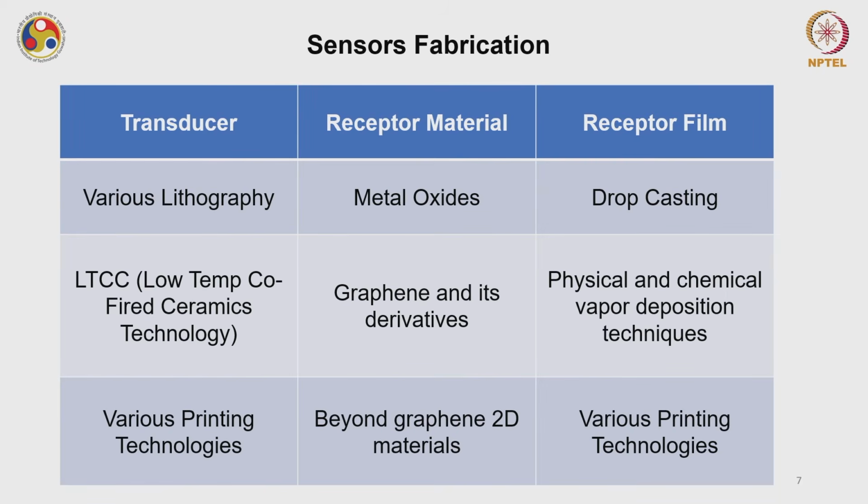Receptor materials I have already talked about some time back: metal oxides and 2D materials, including graphene and beyond graphene 2D materials, are very good receptor materials for various sensors, maybe chemical sensors, force sensors or pressure sensors. Then the deposition of these materials on the transducer is very important.